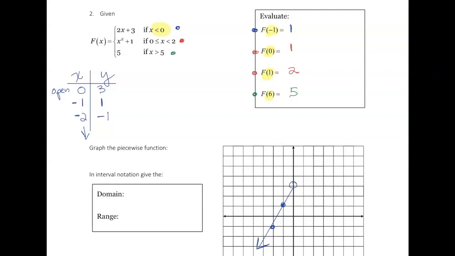Blue piece done. Changing my color to red. I now need numbers between 0 and 2. Remember, you always take what they give us.